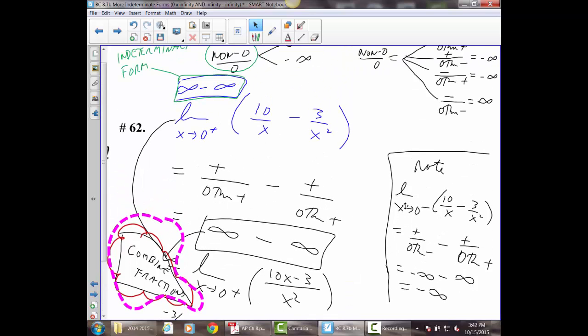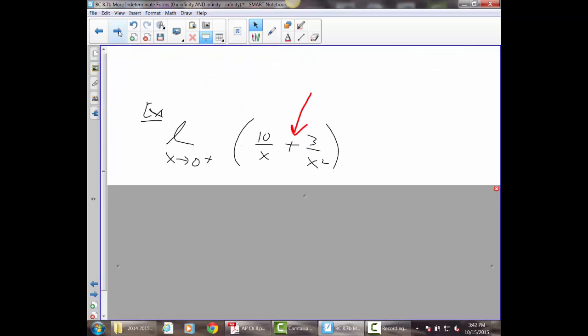Okay, if someone would ask for the limit as x approaches 0 from the left, the only difference would be this would approach 0 through negatives. This is squared, so it would still be through positives. It would actually be a much easier problem because this is negative infinity minus positive infinity, but that ends up being negative infinity minus negative infinity, which is negative infinity.